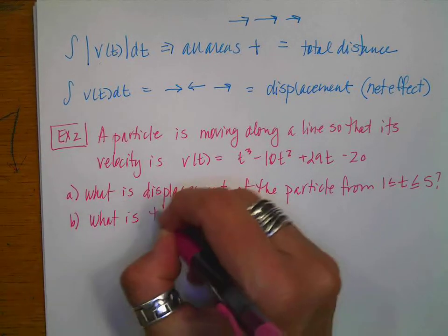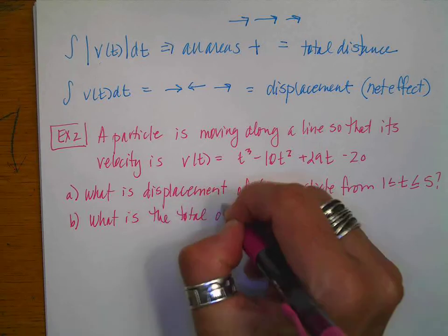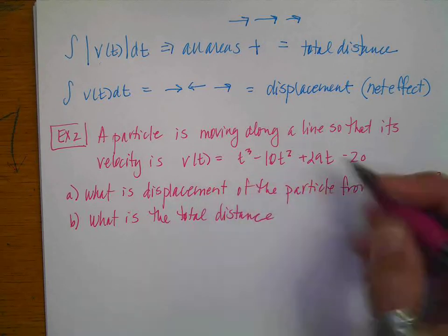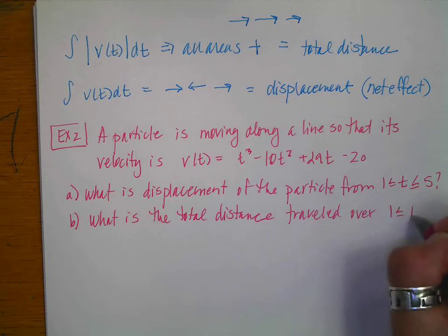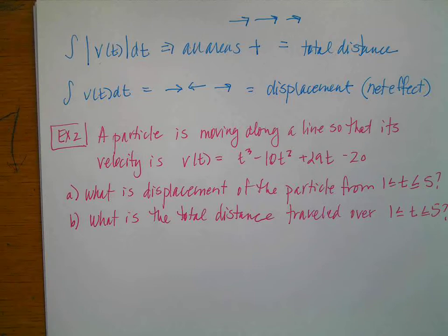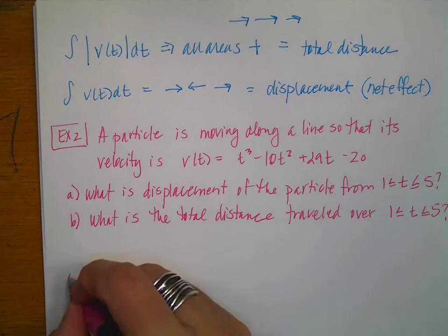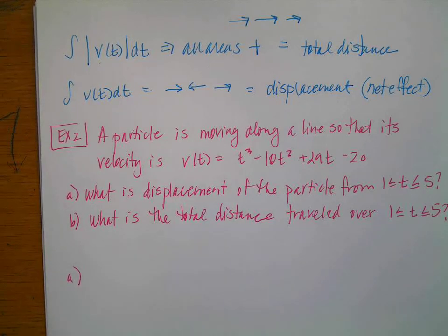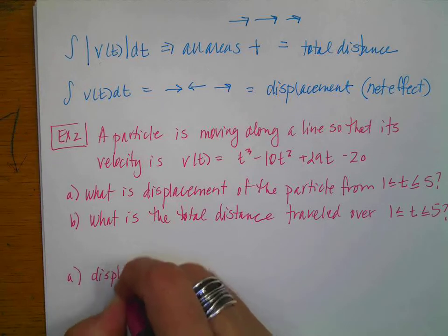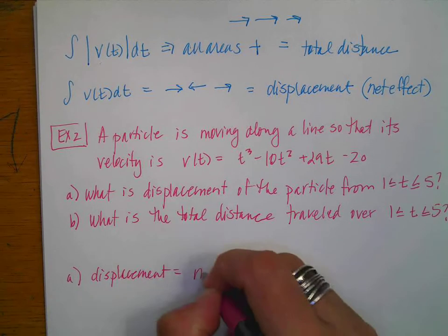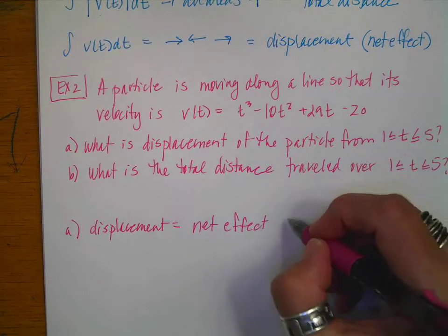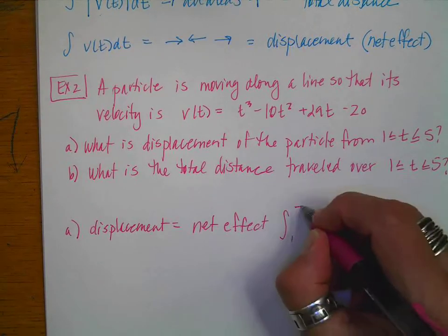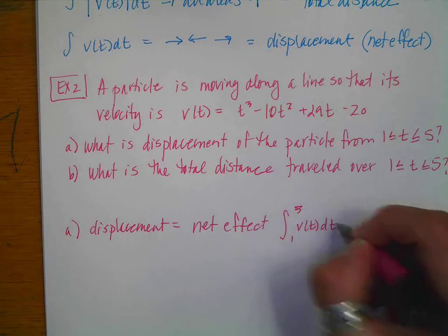The second task is what is the total distance traveled over the same time interval, 1 is less than or equal to t is less than or equal to 5. Alrighty, so for A, for displacement, displacement is the net effect. So displacement is equal to the net effect, and that just means it's going to be the integral from 1 to 5 of v of t dt.